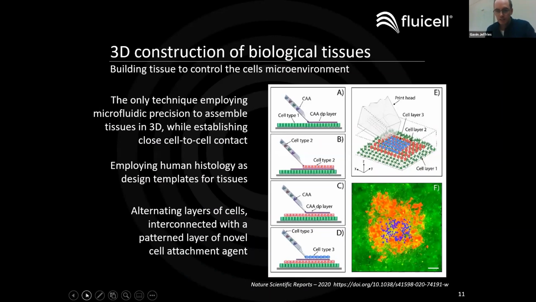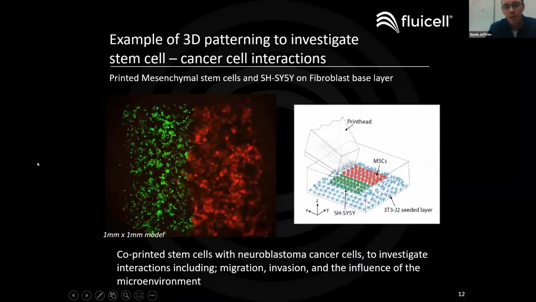The one advantage, as I was mentioning, is that because we use no binding matrix, we can put cells on top of other cells very, very locally. And we can do this in both 2 dimensions and 3 dimensions. The rationale for that is if you need to really control the microenvironment. So if we need to really eloquently control the microenvironment, here being an example of a study for studying stem cell and cancer cell interactions.